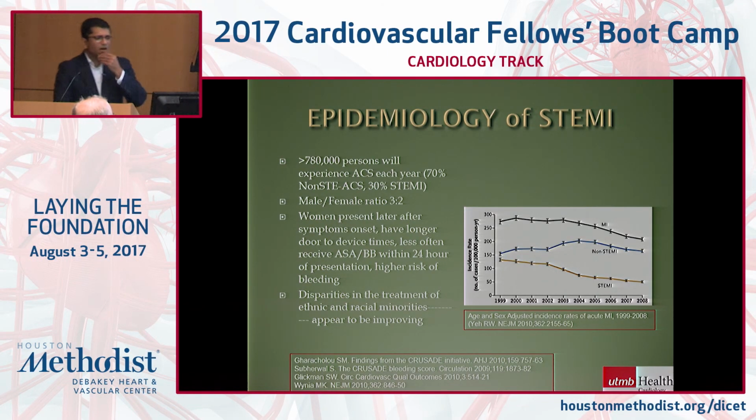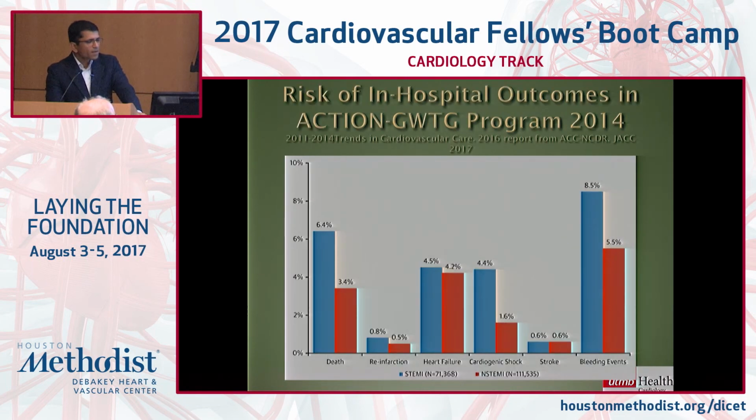ST segment elevation usually constitutes approximately 30% of acute coronary syndromes. There are about 750,000 cases of ACS in the US. The male-female ratio is 3 to 2. The overall incidence of STEMI in the population is gradually declining, and overall MI is also declining. STEMI remains a morbid condition. In the in-hospital outcome from this ACTION registry, mortality is about 6.4%, heart failure 4.4%, and the incidence of shock is 4.4%.